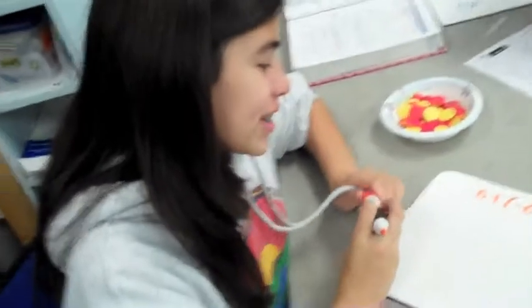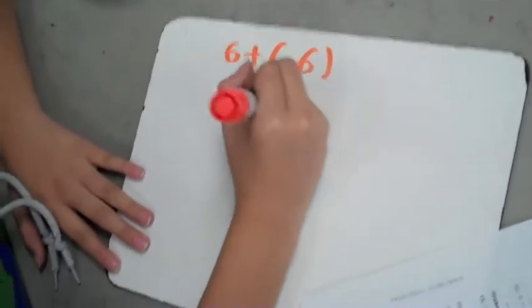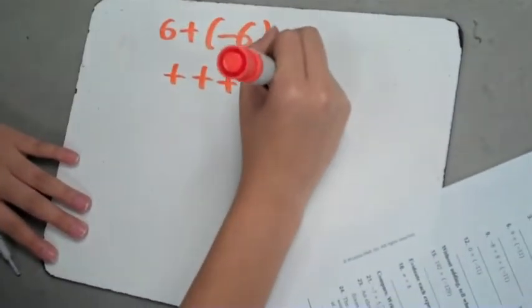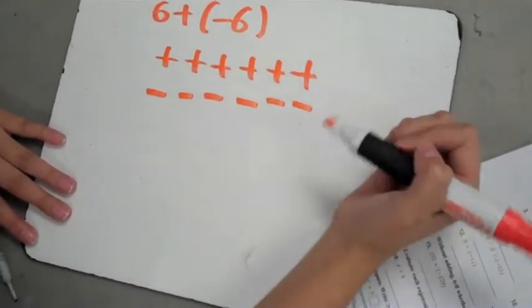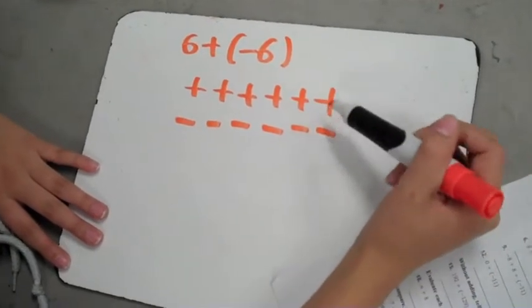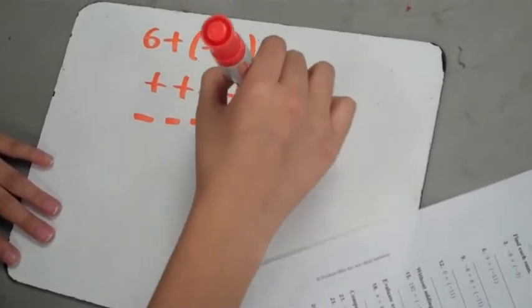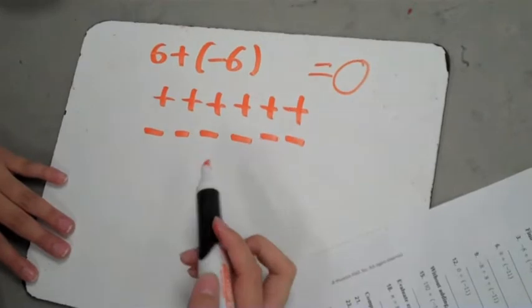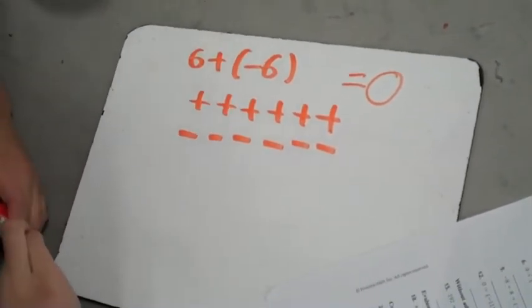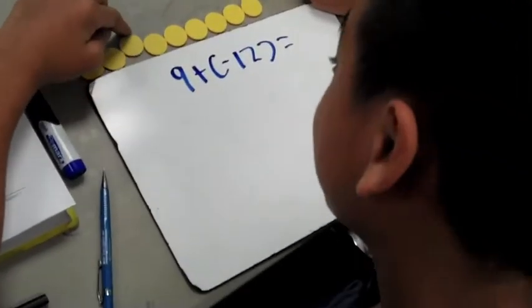To do 6 plus -6, you have to write 6 positives and 6 negatives, and each of these is a zero pair. So this is a zero pair, a zero pair, a zero pair, and so are these. So it equals 0 because there is not one without a pair.